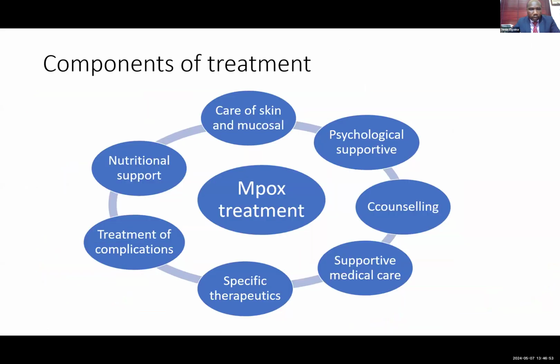All right, so there are several components in the management of mpox cases. I have listed 7 main components here. Very important is the care of skin and mucosal lesions or rashes. Then there is psychological support, counseling, and supportive medical care. Of course, there's a role for specific therapeutics, which we will discuss in detail as we proceed with this presentation. There's also treatment of complications and nutritional support.